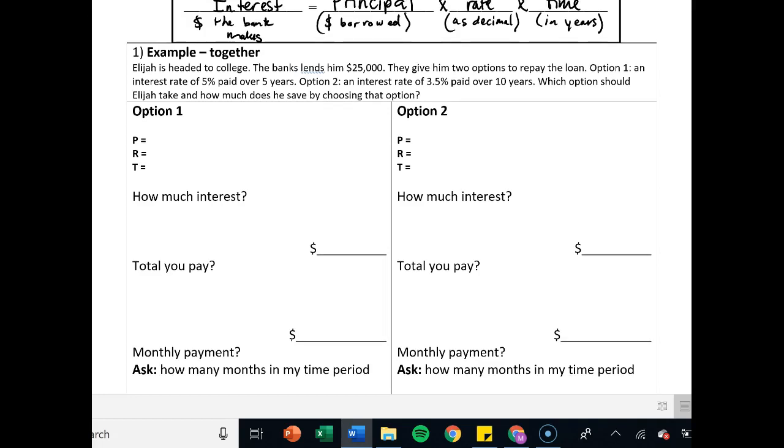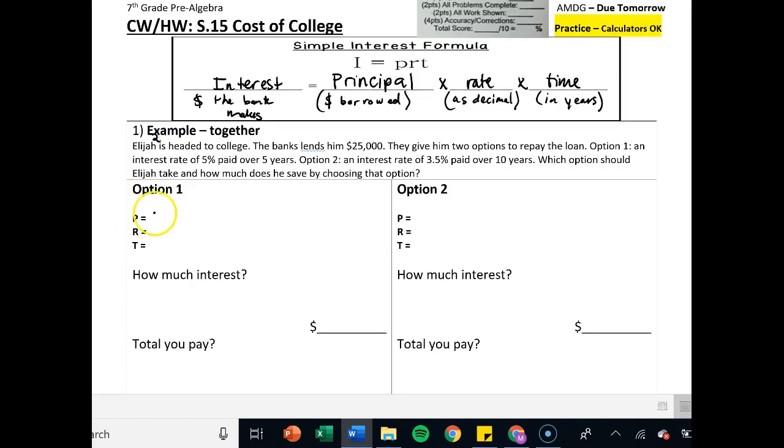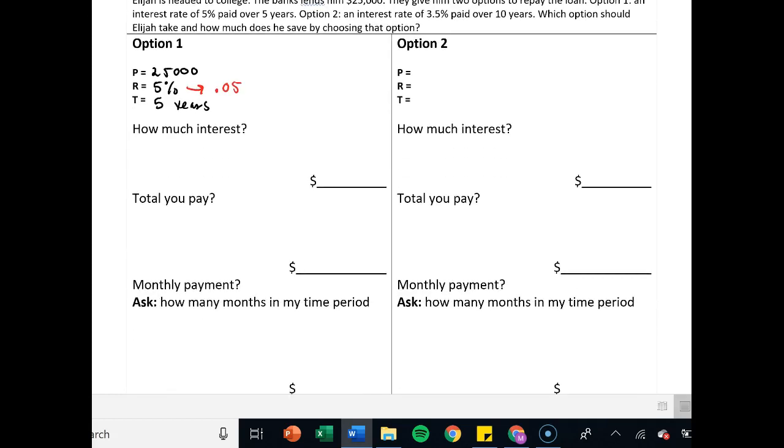So option 1, the principal is $25,000. Our rate is 5%, but again, key thing here is make sure you change this to a decimal. So it is actually 0.05. And then our time is 5 years. So for interest, we're just going to plug that right into our interest formula, right? So how much interest does he pay? I is equal to our principal times our rate times our time, right? So the interest, the money the bank makes, is $25,000 times 0.05 times 5 years, and that equals $6,250. The bank will make that money off that loan.